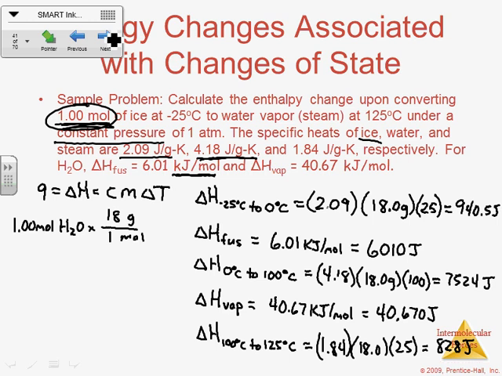I've got them all in joules right now, so I'll add them up first, and then I'll probably change that back to kilojoules because it's going to be a large number. So you just need to add all of these together, and that's going to give you the total amount of heat that you would need for this entire process.